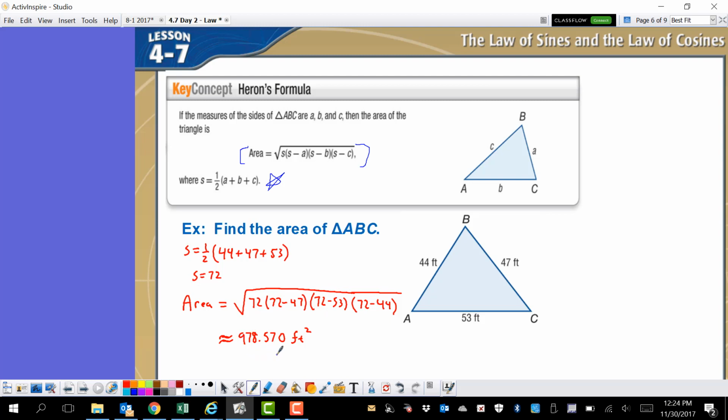Super, super easy. If you're thinking, man, this is easy, it really is. All you're doing here is plugging and chugging away.